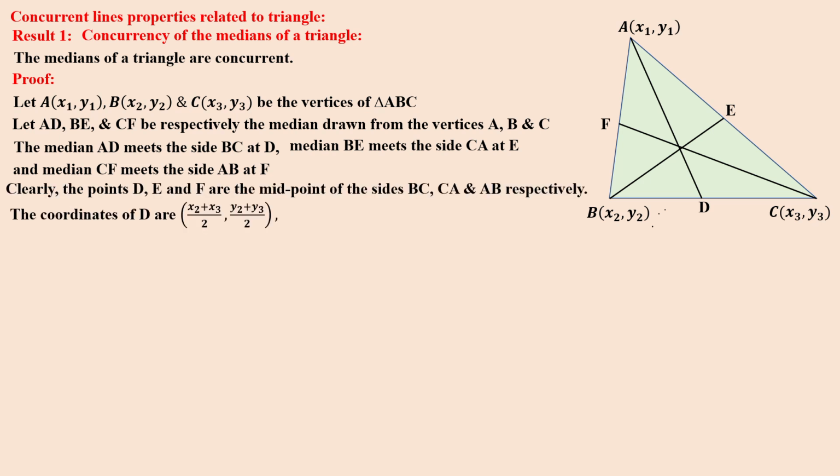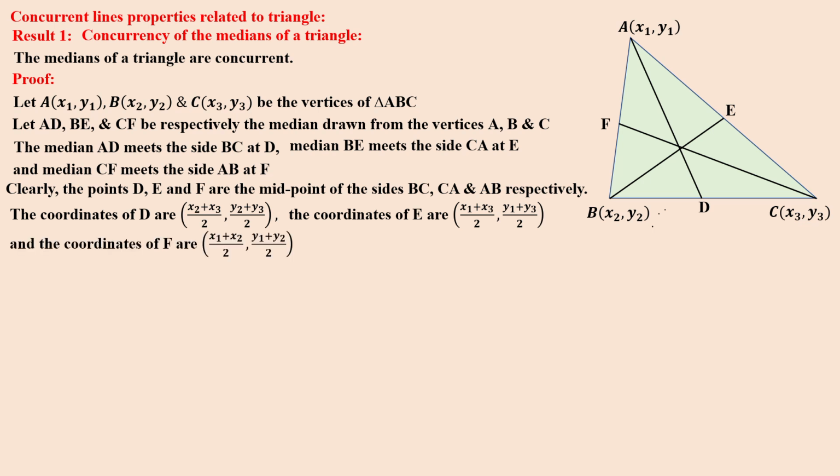If a line joins 2 points (x1, y1) and (x2, y2), the midpoint coordinate is adding the x coordinates divided by 2 comma adding the y coordinates divided by 2, that is ((x1 plus x2) by 2, (y1 plus y2) by 2). Similarly, D is the midpoint of BC, so adding the x coordinates (x2 plus x3) by 2, adding the y coordinates (y2 plus y3) by 2. Similarly, you can find the coordinates of E, (x1 plus x3) by 2, (y1 plus y3) by 2, and F, (x1 plus x2) by 2, (y1 plus y2) by 2.